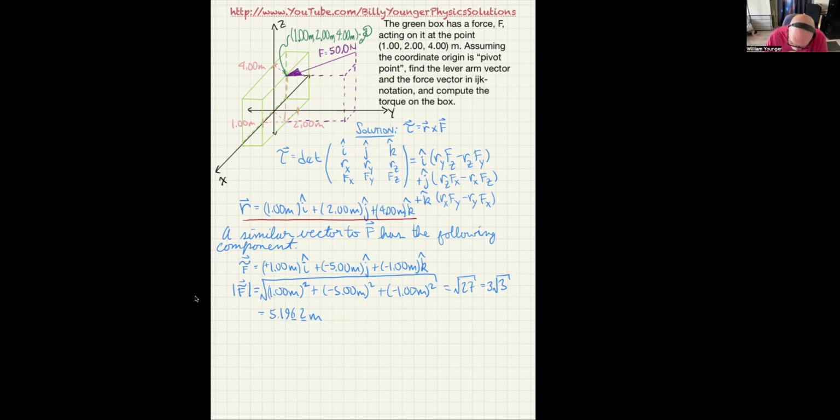So when I do this, all I have to do is say F vector unit. Well, actually, let's put a hat over it because that's what we use when we want to indicate a vector is a unit vector. That vector is going to be 1 over 3 root 3 i hat, minus, the next component was 5.00 over 3 root 3 j hat, and then the next one was minus 1 over 3 root 3 k hat.